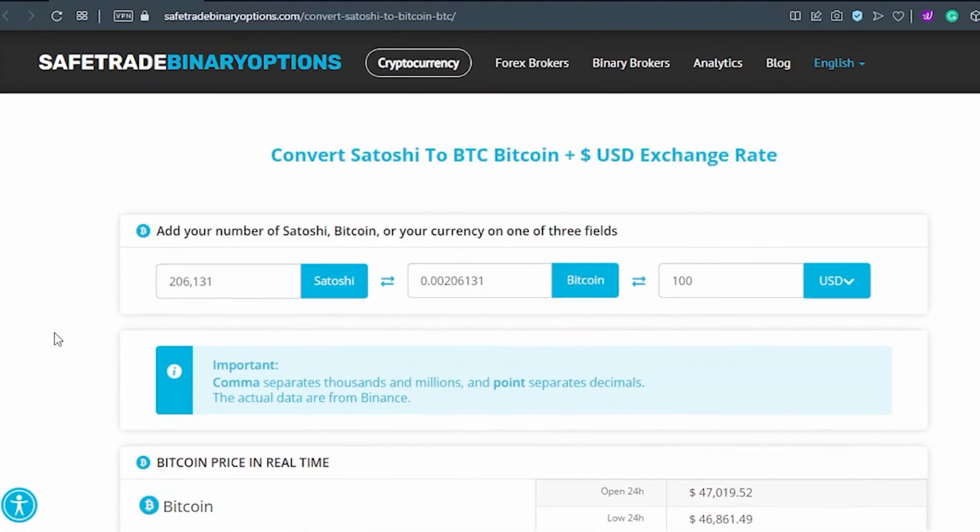It's a simple, easy-to-use converter. Just enter the value of Bitcoin, Satoshi, or USD, and it will convert into the other two units for you.